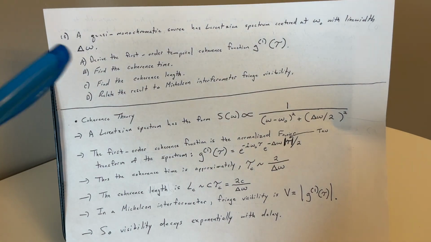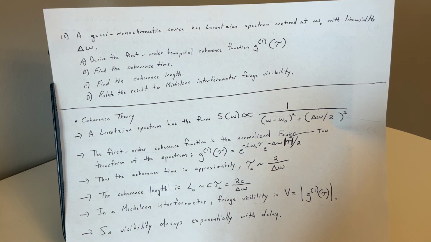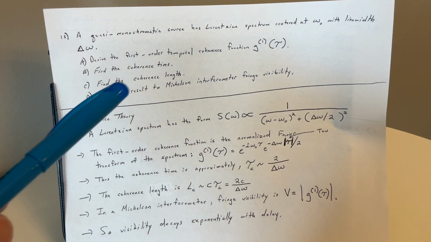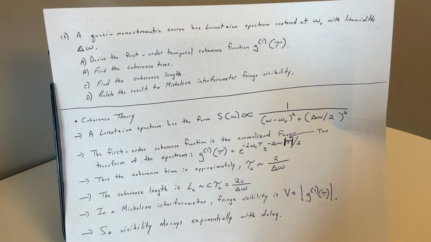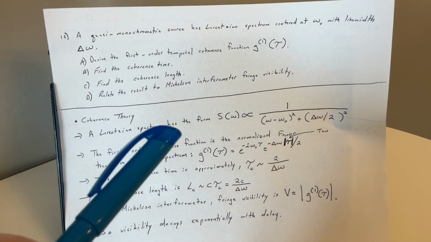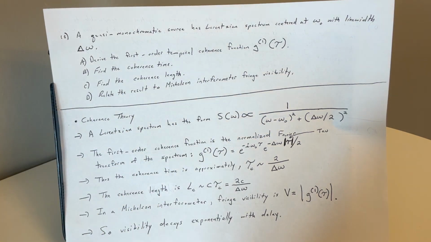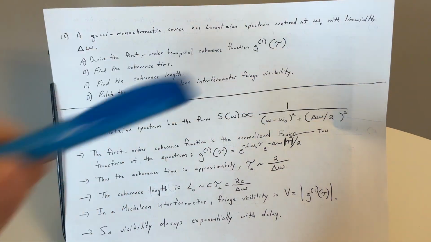Number 13, a quasi-monochromatic source has a Lorentzian spectrum centered at omega naught with line width delta omega. Derive the first order temporal coherence function, find the coherence time, find the coherence length, relate the result to Michelson interferometer fringe visibility. So this is more textbook stuff. Important though, coherence theory. A Lorentzian spectrum has this form. S of omega is proportional to 1 over (omega minus omega naught) squared plus (delta omega over 2) squared.